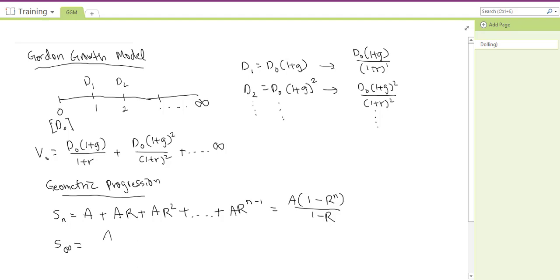So if you link this geometric progression formula back to the value of the stock based on the Gordon Growth model, the value of a will be D0 times 1 plus G over 1 plus R, and the value of the ratio r here will be 1 plus G over 1 plus R. So let's write that down. A is based on the first term, and r is based on the ratio of the two terms. So a is D0 times 1 plus G over 1 plus R, and the ratio r here would be 1 plus G over 1 plus R.